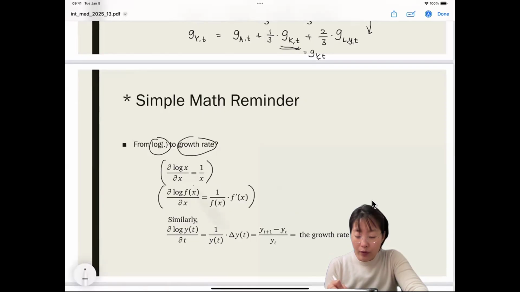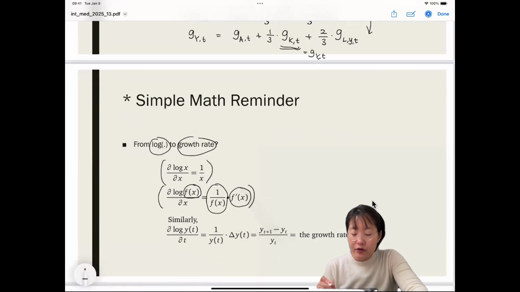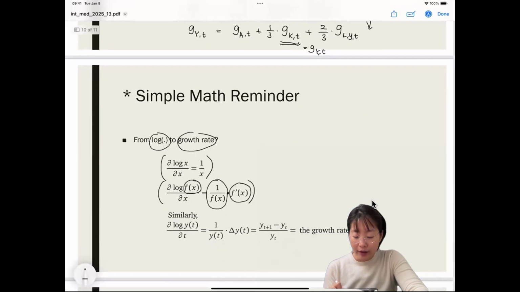So log of f of x is given, then the first derivative of log of f(x) with respect to x would be 1 over f(x) times just the first derivative of the function, so f prime of x. Then we can apply that idea like this.